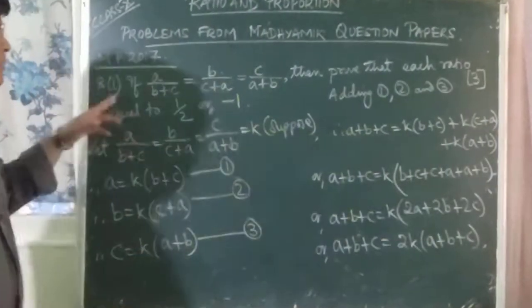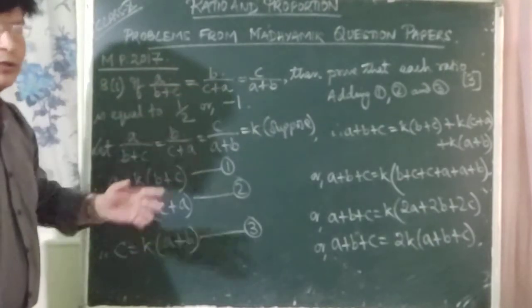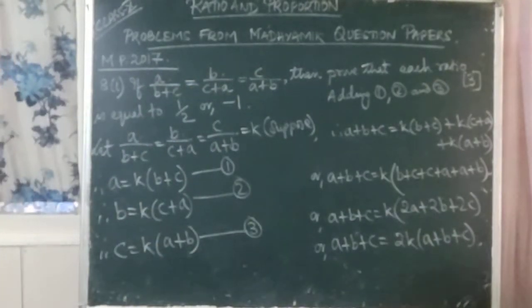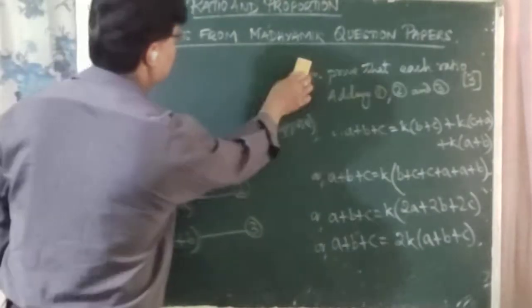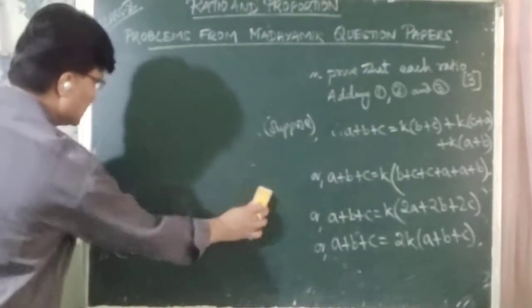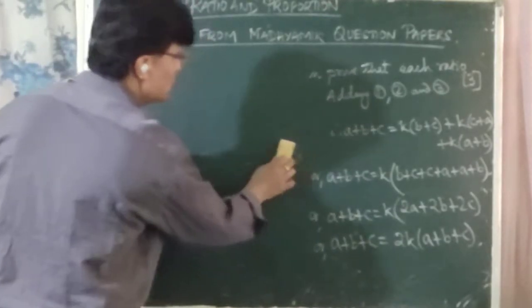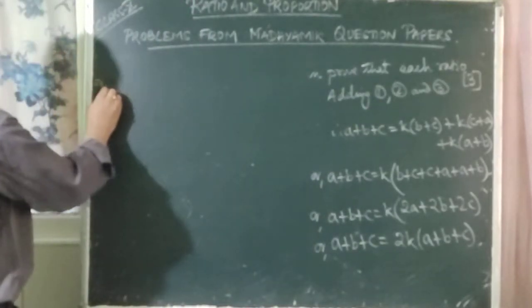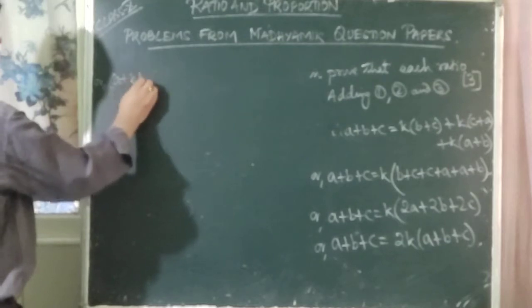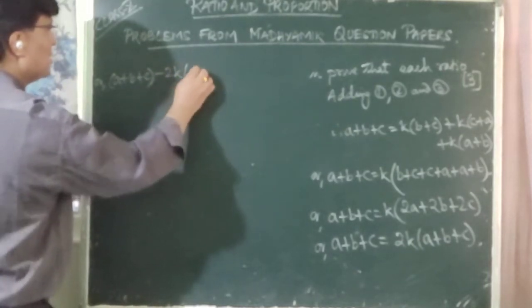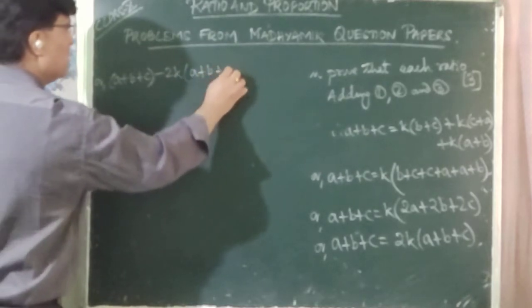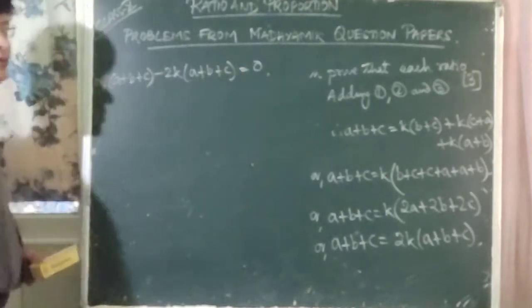Also you have to prove that each ratio is equal to half or minus 1, right? So without cancelling, take the right hand side term to the left hand side. So what does it become now? A plus B plus C minus 2K into A plus B plus C is equal to 0.